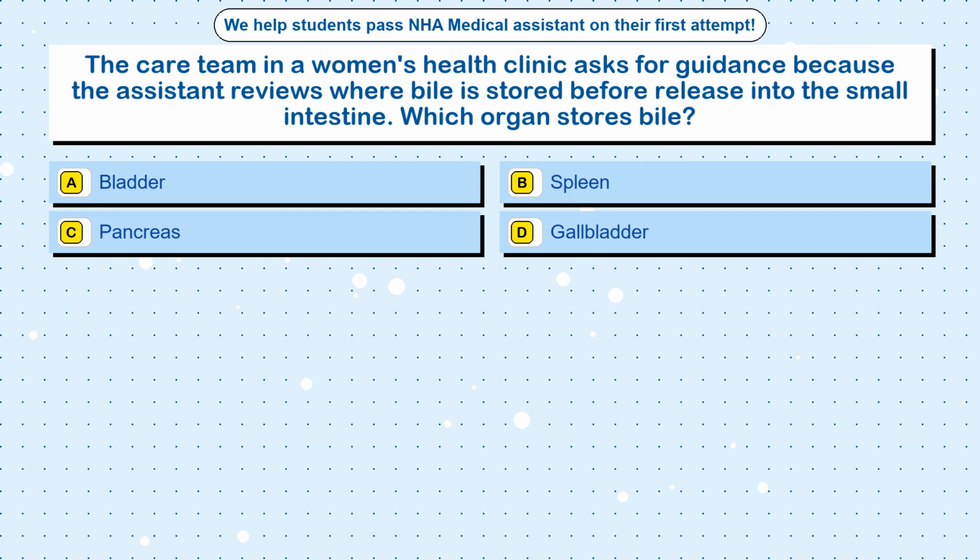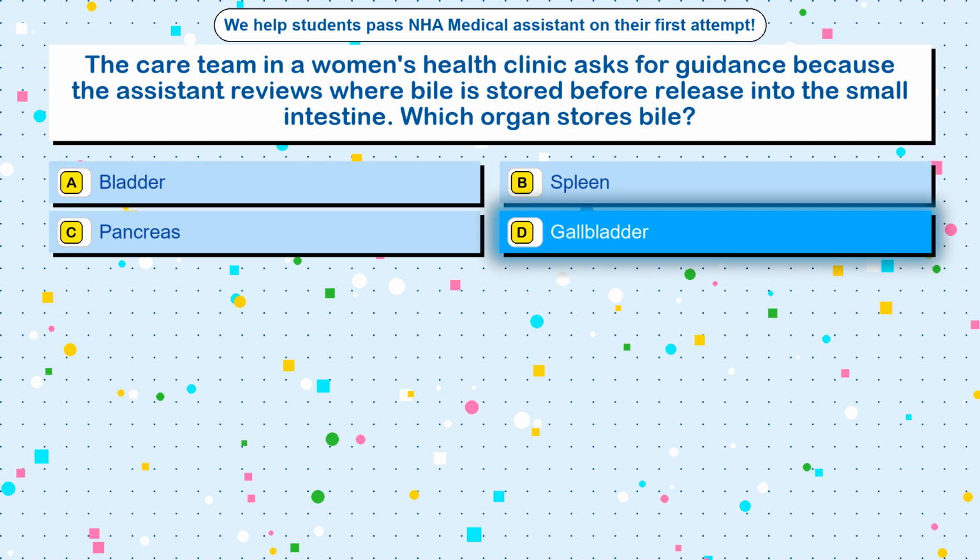Question 30. The care team in a women's health clinic asks for guidance because the assistant reviews where bile is stored before release into the small intestine. Which organ stores bile? Option A, bladder. Option B, spleen. Option C, pancreas. Option D, gallbladder. The correct answer is option D, gallbladder.